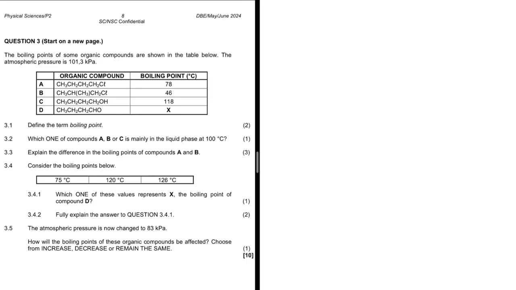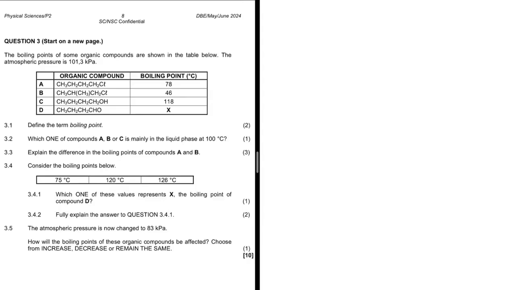3.5 is quite an interesting one. I had to take some time and think about that. The atmospheric pressure is now changed to 83 kilopascals. Under normal circumstances, we have 101 kilopascals. I think 101.3, something like that, but I know for sure it is around 101. And now it has changed to 83 kilopascals. How will the boiling points of these organic compounds be affected? Choose from increase, decrease, or remain the same. So do the boiling points increase, decrease, or remain the same if we lower the pressure?